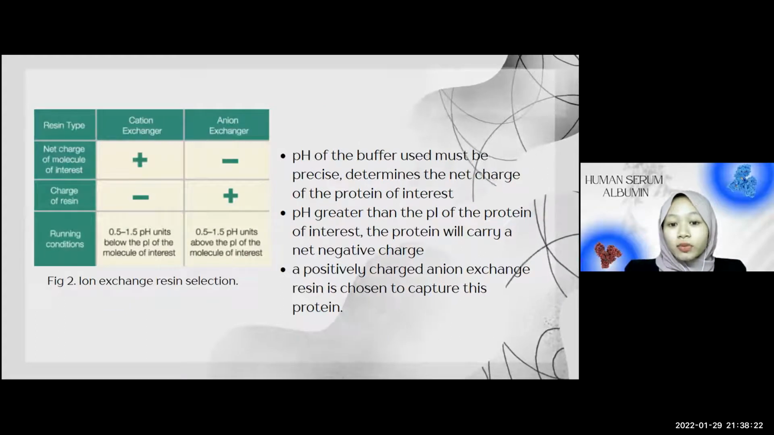In order to accomplish this separation, the pH of the buffer used must be precise in order to separate the protein of interest, as it determines the net charge of the protein of interest. The principle behind this is that in a buffer with a pH greater than the pI of the protein of interest, the protein will carry a net negative charge. Therefore, a positively charged anion exchange resin is chosen to capture this protein.